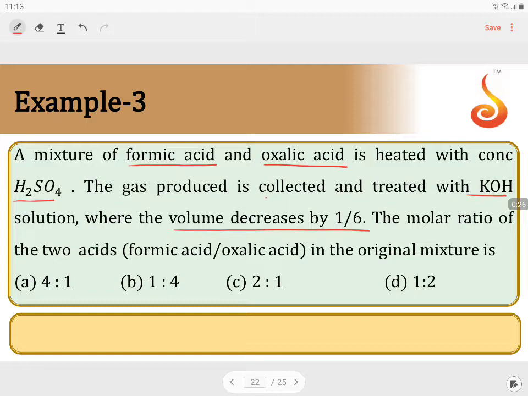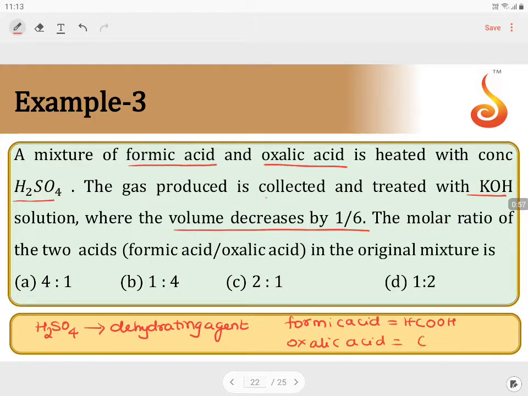Let us understand the role of concentrated H2SO4. The role of concentrated H2SO4 is a dehydrating agent. It's a very important point. Now we need to frame the balanced equations with respect to the dehydrating property of H2SO4 on formic acid and oxalic acid, where the formula of formic acid is HCOOH, and the formula of oxalic acid is taken as (COOH)2.